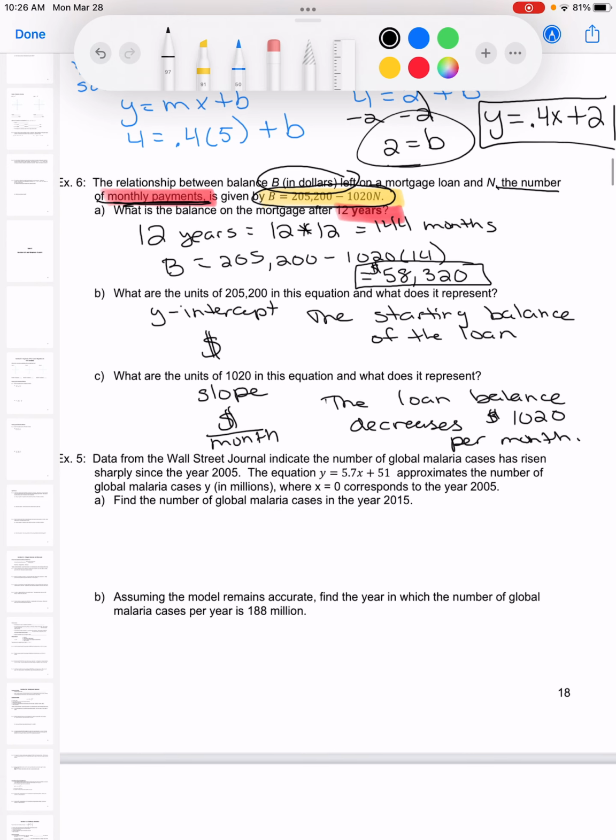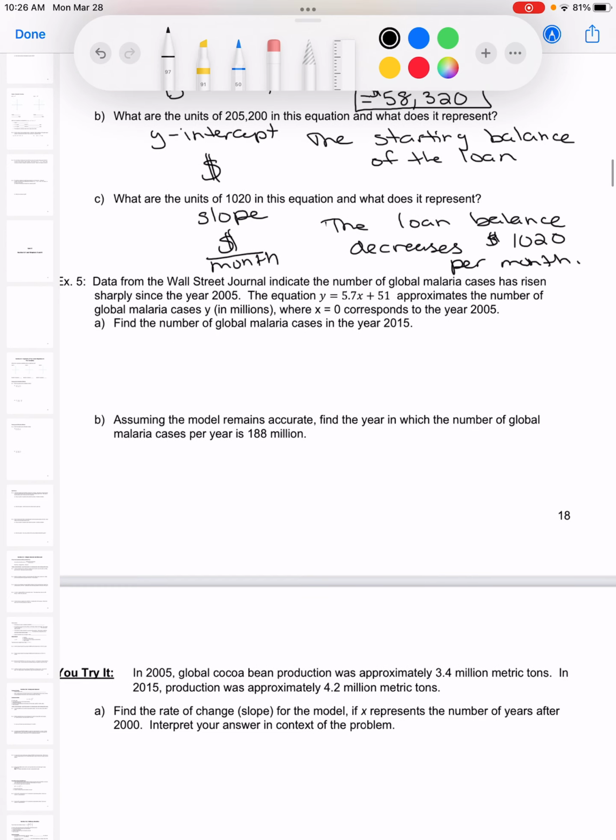All right, let's look at one more before I give you some to try, I promise. If you're ready to try it, you can always go ahead and pause the video, try it, and then come back and watch it. That's the good thing about having it online. If you're ready to go on and try some on your own, you're more than welcome to do that. In this problem, I've given you yet another equation where y is the number of global malaria cases and x is our years since 2005.